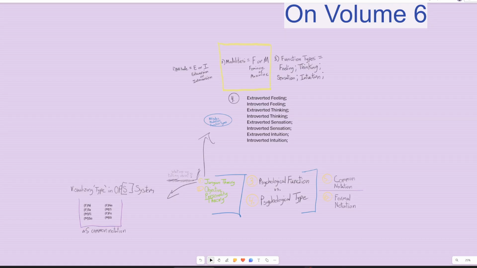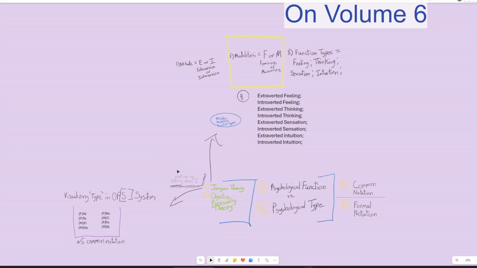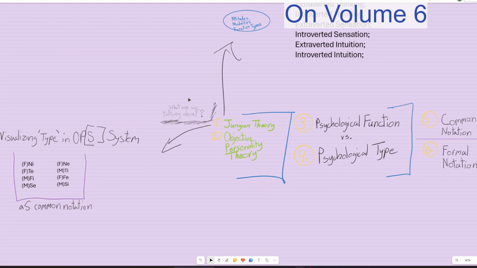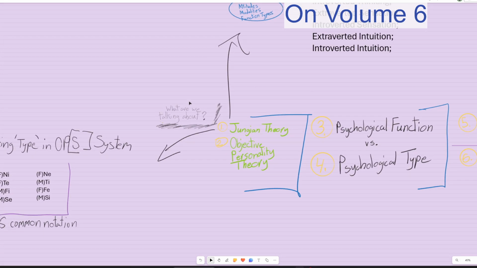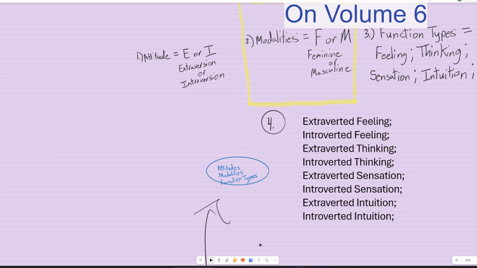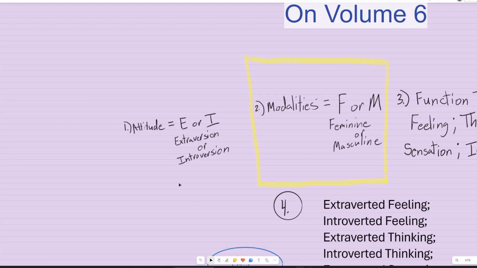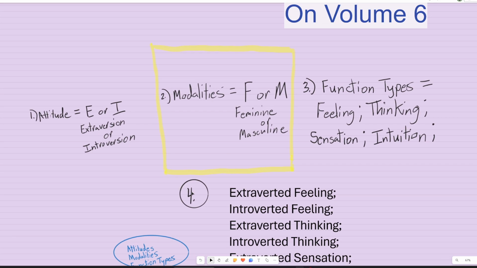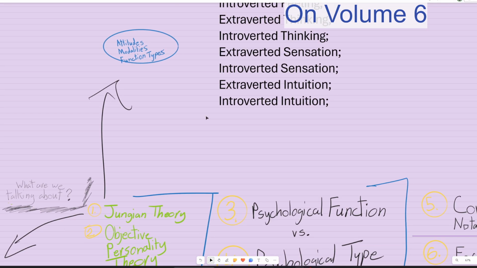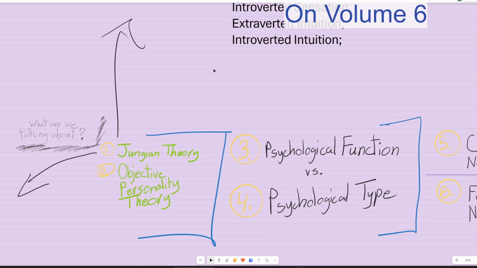Okay, so picking back up where I left off, what are we talking about? We're talking about visualizing type in the objective personality system. We're talking about Jungian theory. We're talking about objective personality theory. We're talking about attitudes, modalities, and function types. Attitudes, E or I, introversion or extroversion, and attitude orientation. We're talking about modalities. Scratch that. We're only talking about Jungian theory, orthodox Jungian theory.